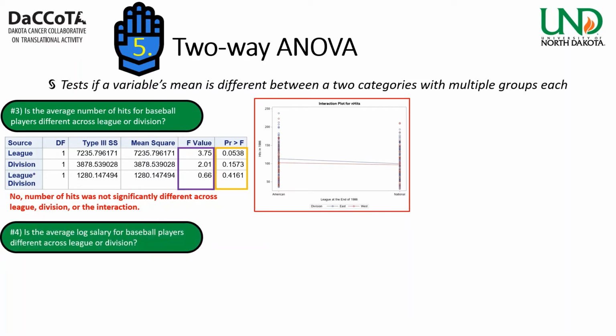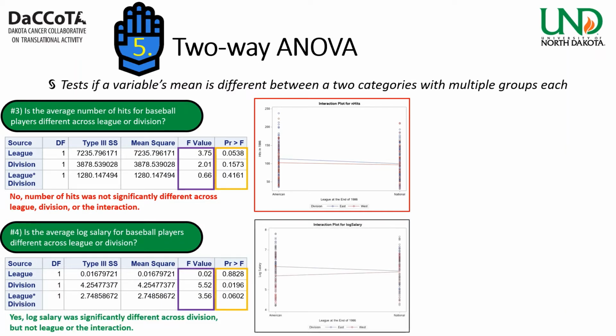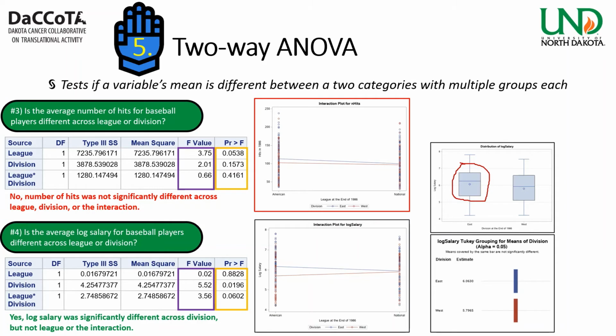What about log salary across league or division? Well, it looks like division was significant. So the interaction plot, not much here, but for log salary and division, it looks like the East had a little bit more than the West for average log salary, and these were significantly different by the Tukey post hoc test.